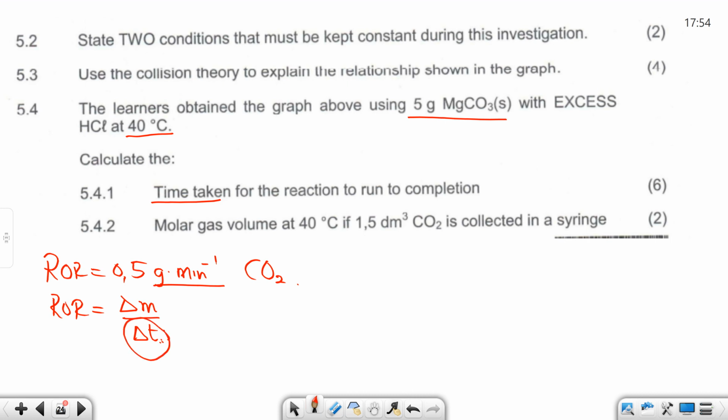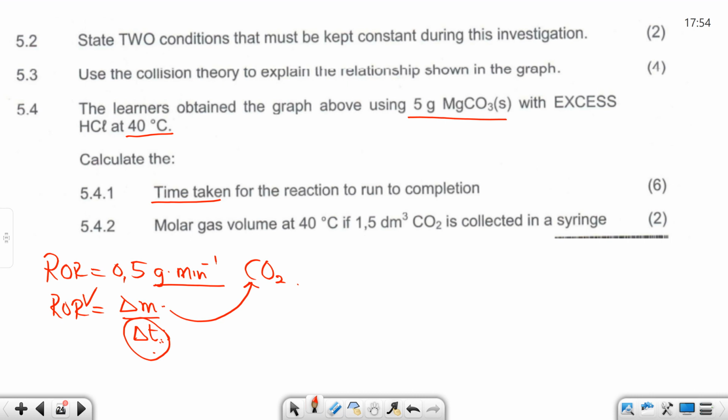I cannot get change in time. I have this. But for me to get change in time, I need to get what? The change in mass. Of which compound? Carbon dioxide. Now there's a problem. That's why it's 6 marks.